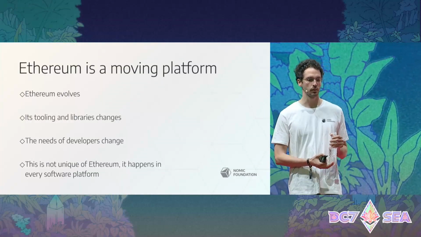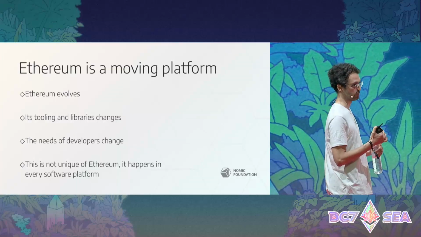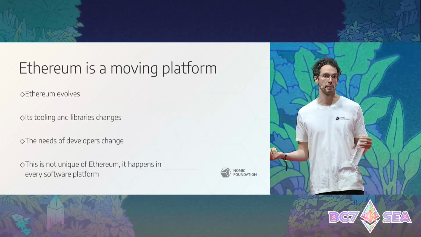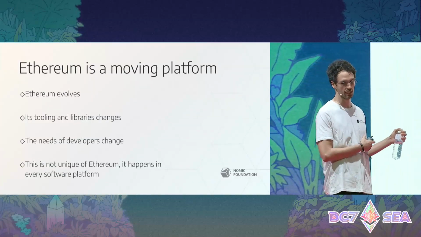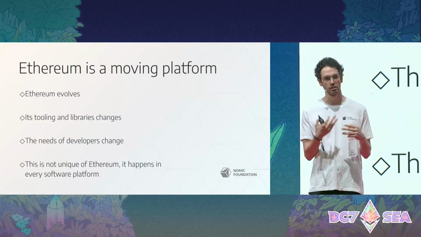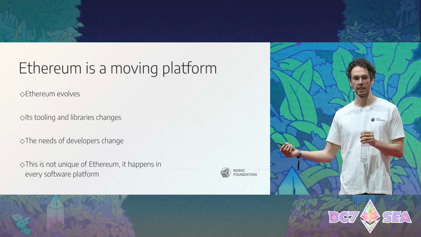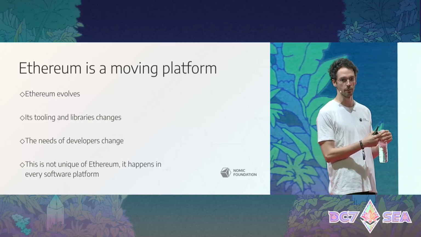What is unique to Ethereum is the speed of change and the fact that every tool is built based on hacks and workarounds, as I described. And when you combine those two things, changing quickly and things being unreliable, you get a ton of fragility in the platform itself.